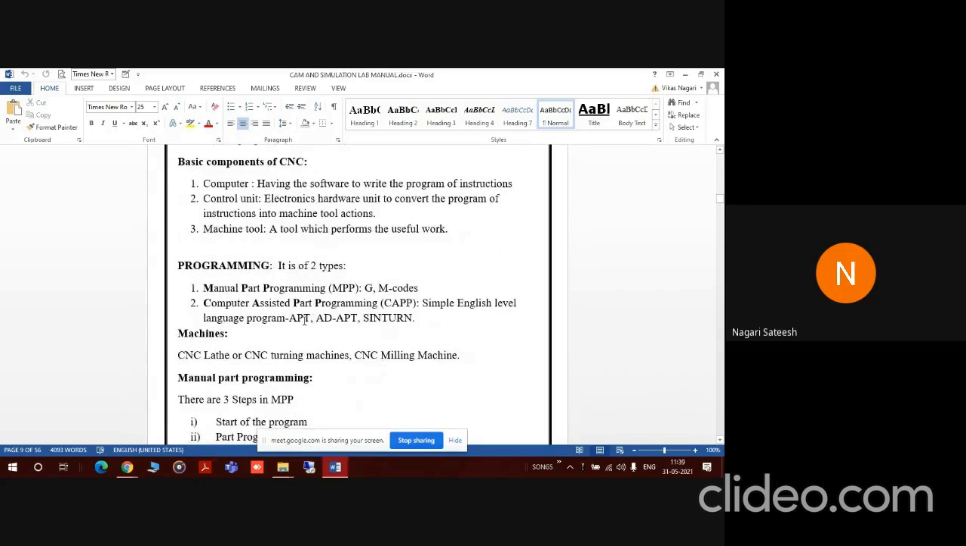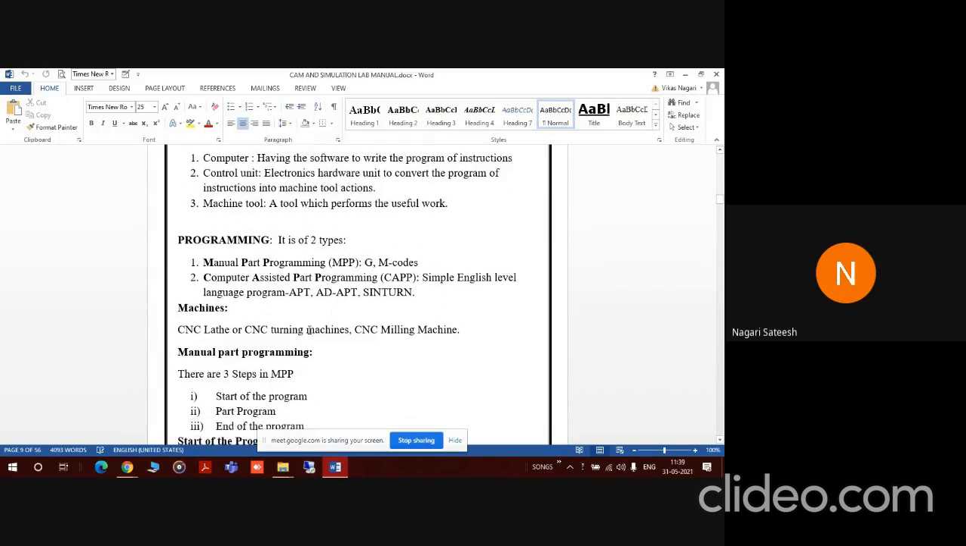There are two types of programming. One is manual part programming, that is MPP, which is written in G and M codes. The other is computer assisted part programming, CAPP, which is written in simple English-level language. Examples are APT, Adapt, Synturn, so many languages are there, of which APT is widely used.